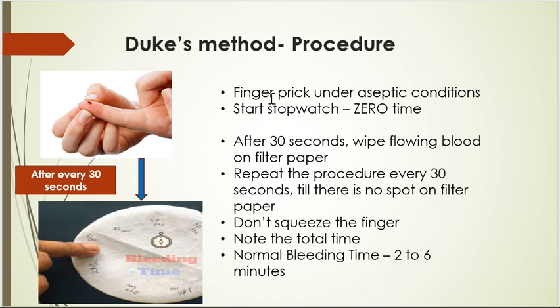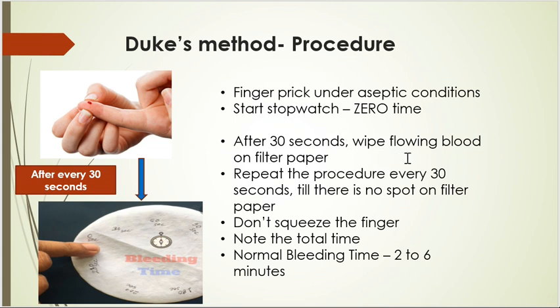Now let's see how Duke's method can be performed. First of all, prick your finger under aseptic technique. Guys, whenever you have to do any hematology practical, you have to first say you will prick the finger using aseptic technique. Don't ever forget it. As you prick the finger, this is your zero time from puncture, as we have to measure the duration from puncture till the bleeding stops. That's why this is zero time.